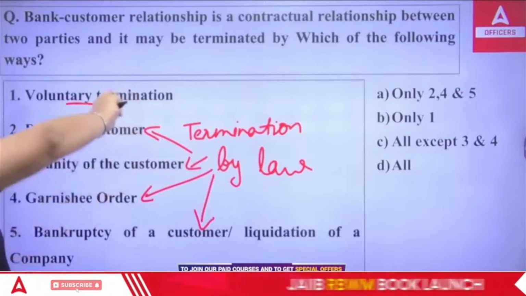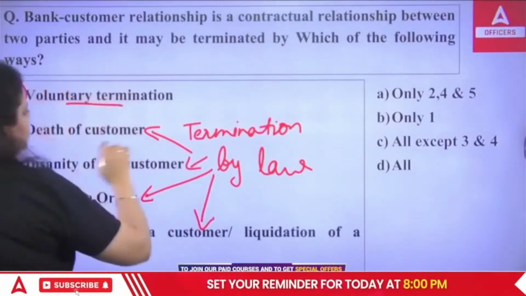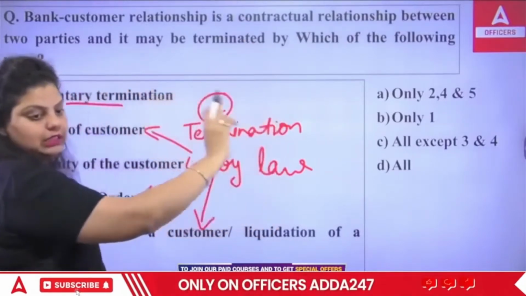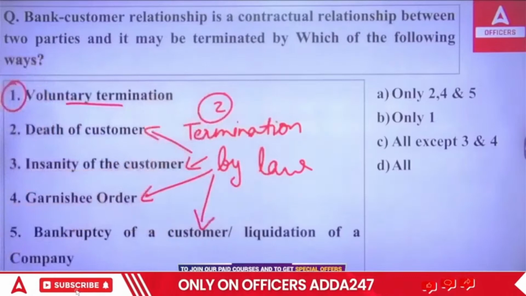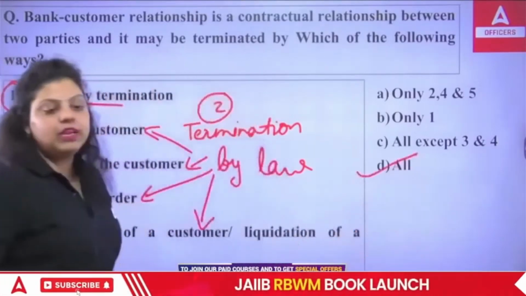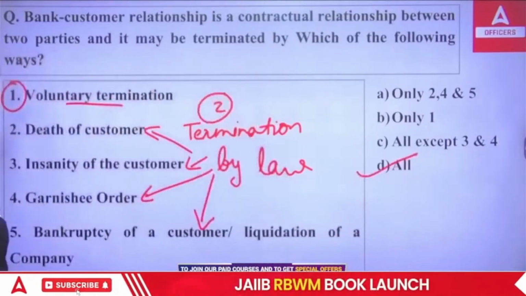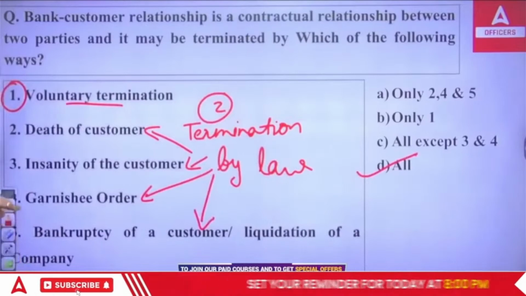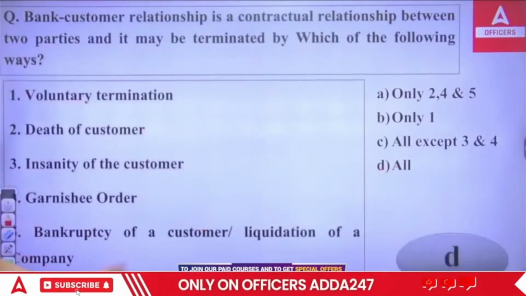So there are two ways only. The first one is voluntary termination and the second one is termination by law, and termination by law will cover all these activities. So the right answer will be D. All are the ways by which the termination of the contractual relationship between the bank and a customer can be done. The right answer is D. Next.